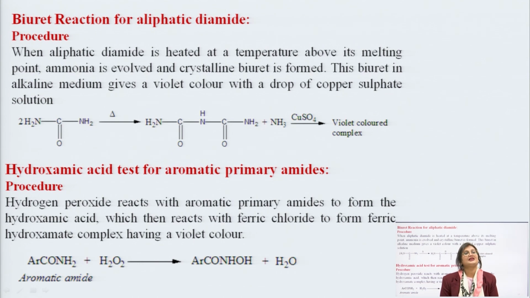The next test is the hydroxamic acid test for primary amides. Hydrogen peroxide reacts with an aromatic primary amide to form hydroxamic acid, which then reacts with ferric chloride to form a ferric hydroxamate complex, which has a violet color.